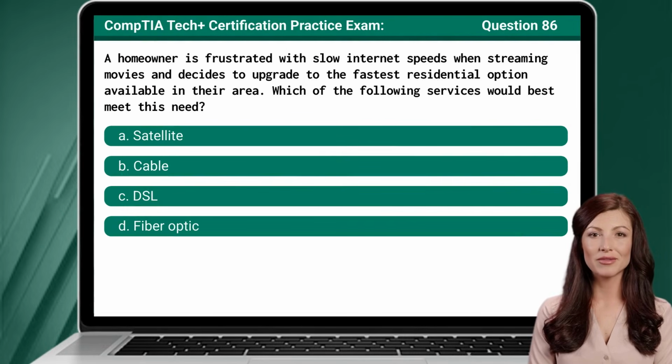Question 86. A homeowner is frustrated with slow internet speeds when streaming movies, and decides to upgrade to the fastest residential option available in their area. Which of the following services would best meet this need?